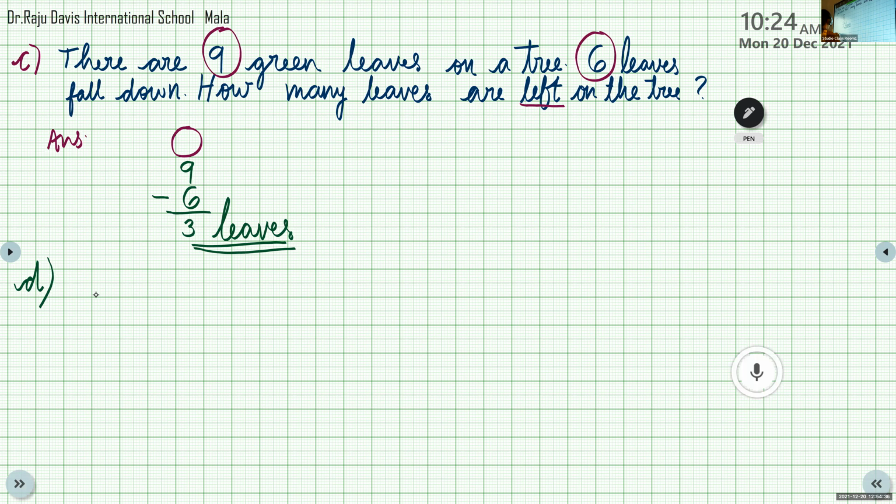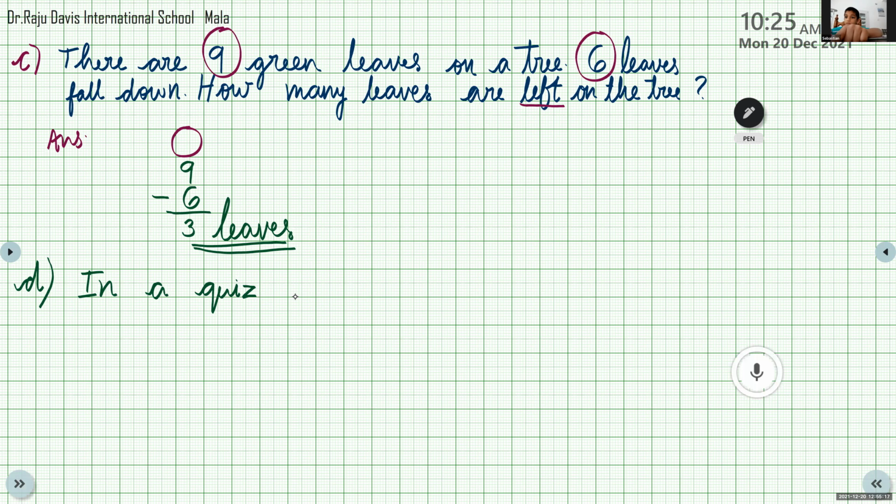Please write the question. In a quiz. Q-U-I-Z is the spelling. Sometimes in school also we can see the quiz competition, no? So the same type of competition. In a quiz, comma.